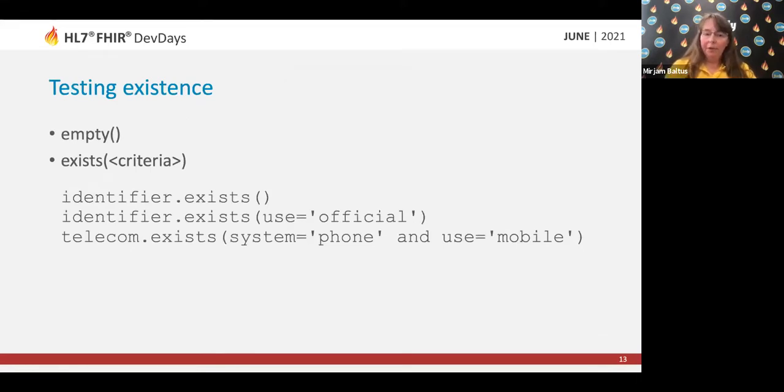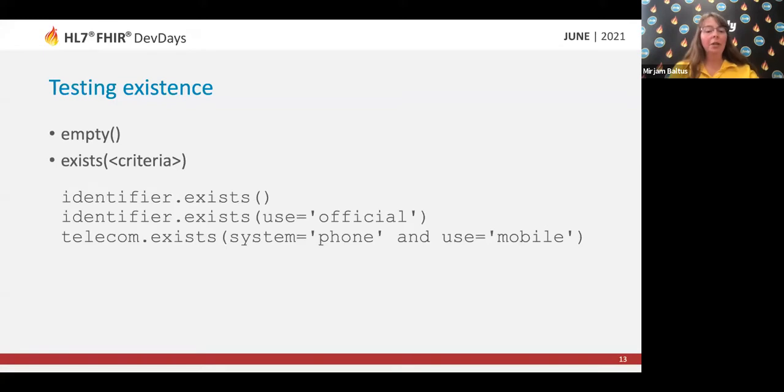Now you have all kinds of other functions, and a couple of very interesting or useful ones are testing for existence. We can check to see whether something is empty or something exists. So you see some examples here. Well, empty, of course, is checking whether there is something in a collection. If the collection is empty, you get a true. If it's not empty, you get a false. But you can also test for existence and then also check for criteria.